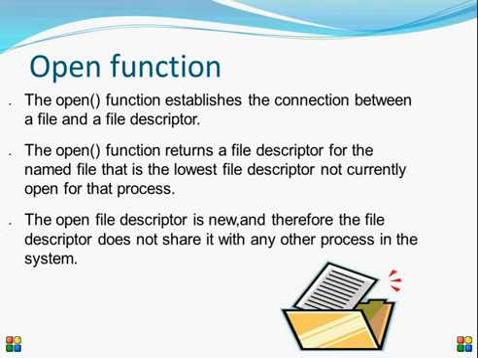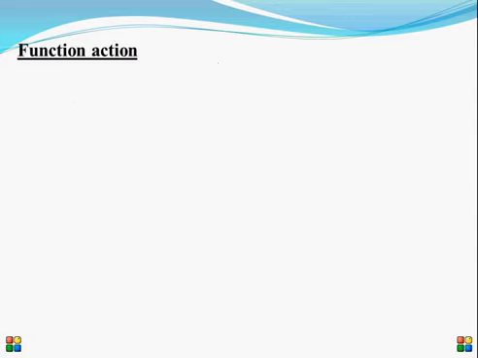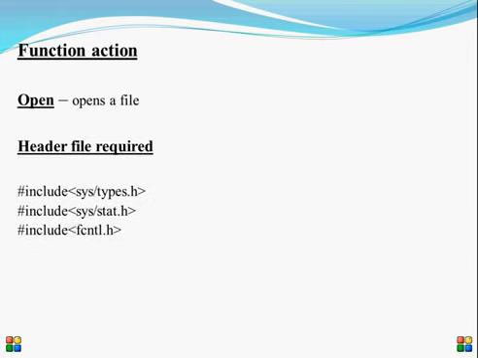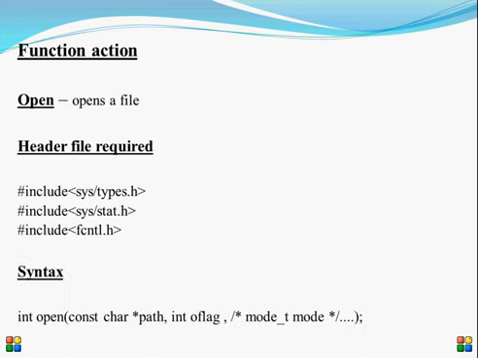The function action, header file required and the syntax of the open function are as follows. Function action: opens a file. Header file required: sys/types.h, stat.h and fcntl.h, and the syntax is as follows. It consists of path, oflag and mode.